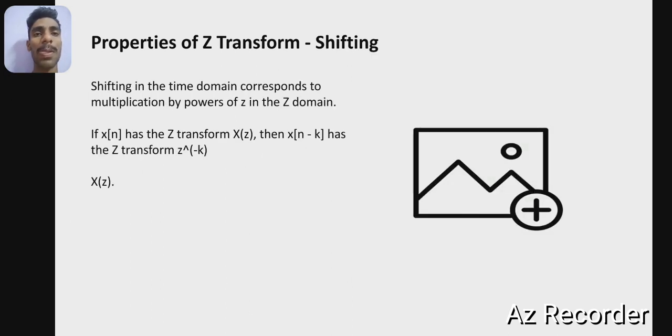Properties of the Z transform: shifting. Shifting in the time domain corresponds to multiplication by powers of z in the z domain. If x[n] has the Z transform X(z), then x[n minus k] has the Z transform z to the power of minus k times X(z).